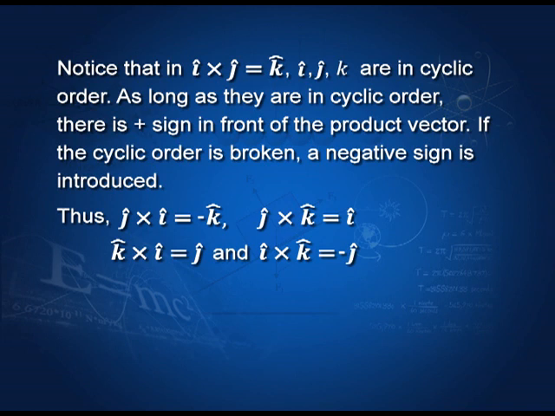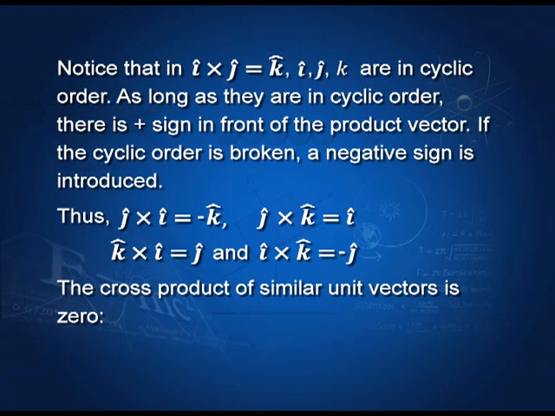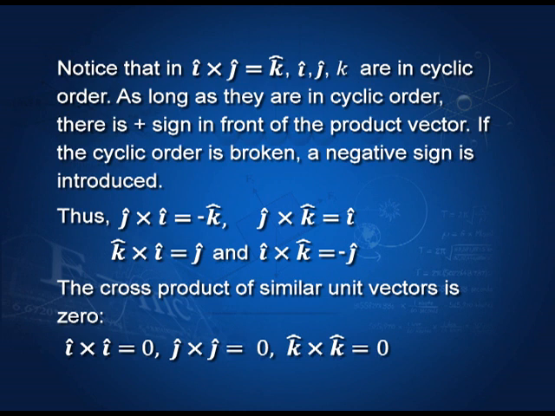So, when the order is broken, a minus sign is there, and i cap cross i cap is equal to 0, because the angle between them is 0, and sine of that angle is equal to 0. So, i cap cross i cap is 0, j cap cross j cap is equal to 0, k cap cross k cap is equal to 0. i cap cross j cap is equal to k cap, and like that.